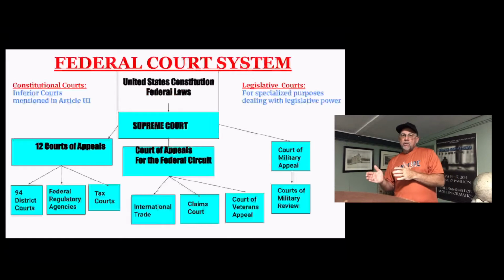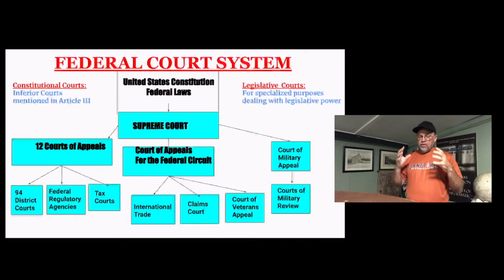And then you'll notice on the other side there are legislative courts, and these are courts that were issued later on through a legislative act to be able to supply support to the judicial branch to be able to meet the demand that's on them. All right? And then at the top, you will basically see United States Constitution.